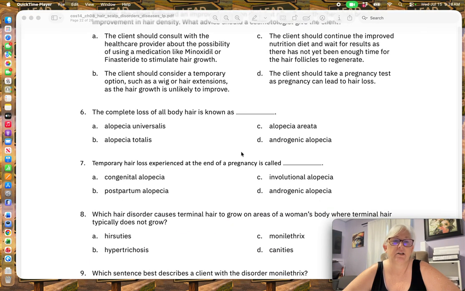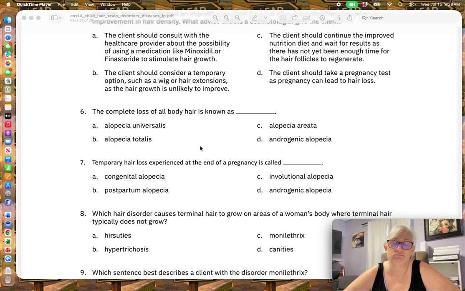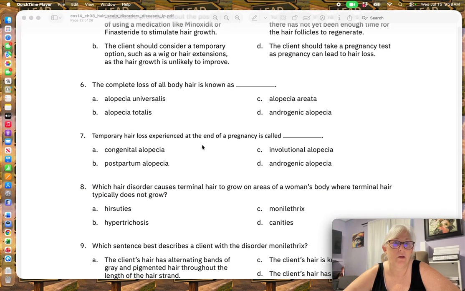All right, number 6, the complete loss of all body hair is known as alopecia universalis, alopecia totalis, alopecia areata, or androgenic alopecia. I don't know if it's between A or B, to be honest with you. Let me just take a look. 6A, universalis. Okay, and I'm probably going to get some of these words wrong. I don't do well with sounding out words. I can recognize them when I see them, but I don't always sound them out correctly, so don't come for me. The answer to number 6 for complete hair loss is alopecia universalis.